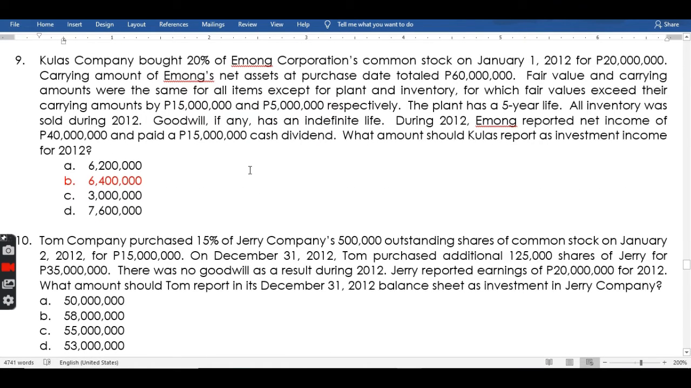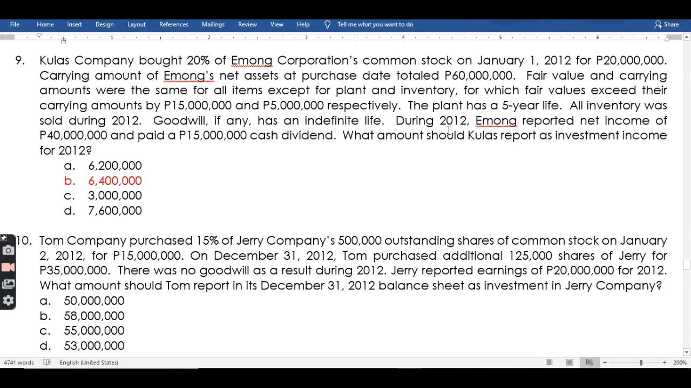9. Kulas company bought 20% of Emong Corporation's common stock on January 1 for 20 million. Carrying amount of the net assets is 60 million. Fair value and carrying amounts were the same for all items except for plant and inventory, for which fair values exceed their carrying amount by 15 and 5 respectively. So, ibig sabihin mga understatement lahat ng mga to. Yung plant asset daw ay 5-year ang life. All inventory was sold during 2012.